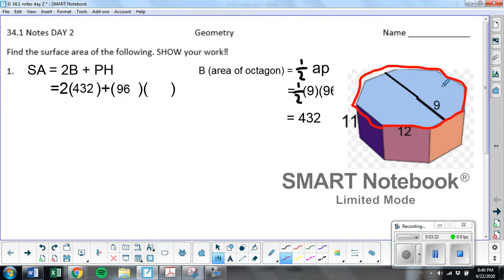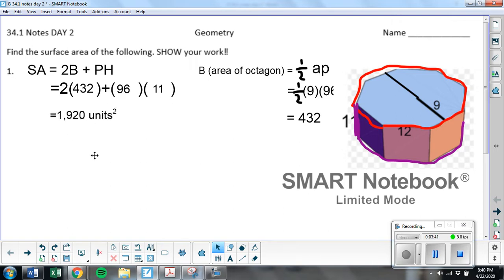So how far is it from this octagon on top to this octagon down here that you can't really see? How far apart are those? 11 is my height. Type that all in your calculator. You should get 1,920. There were no units, but if it was centimeters, inches, whatever it was, it would be inches squared, feet squared, but we don't have them. Okay, rewatch this if any part doesn't make sense, but again, you can break it down one part at a time and let me know which parts you're having trouble finding.